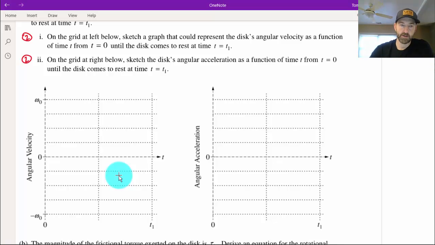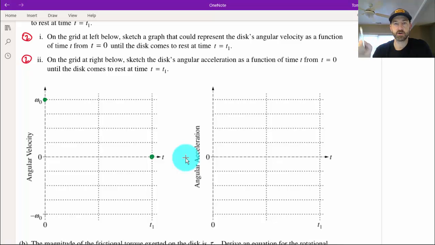We know that at time 0, the angular velocity is at omega naught. So put a big green dot there. And we know that at time t1, at the end, it's supposed to have stopped. So we should put a dot down there. Those are 2 points that we know of. Now the big question is, what's the connection going to look like?